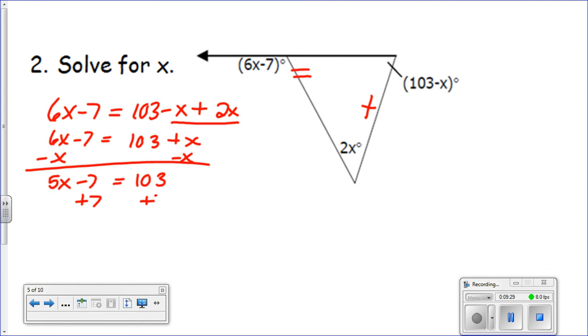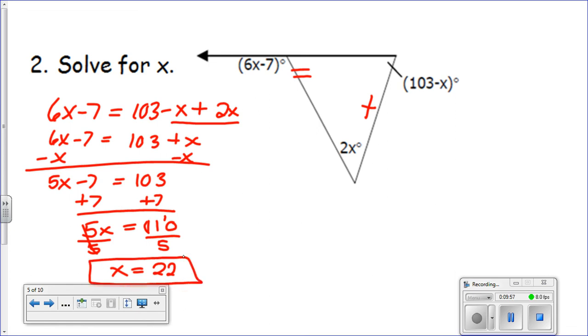And this is just solving. You know how to solve. So 5x is equal to 110. Divide both sides by 5. And x is equal to, well, let's see, 5 goes into 11 twice with 1 left over. 5 goes into 10 twice. So that means x is 22.